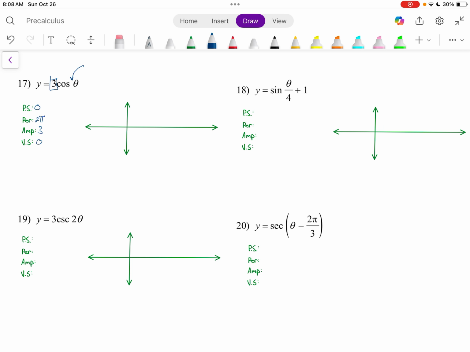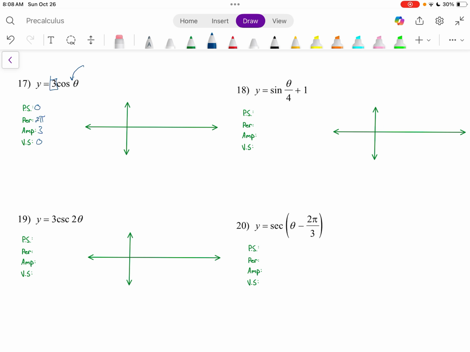So we start with that. I already have an x-axis and a y-axis drawn in here. Sometimes I say don't draw the y-axis. I only say that when there is a phase shift, because then it's a little easier to put in the y-axis later. So no phase shift here, so we can draw the x-axis and y-axis.